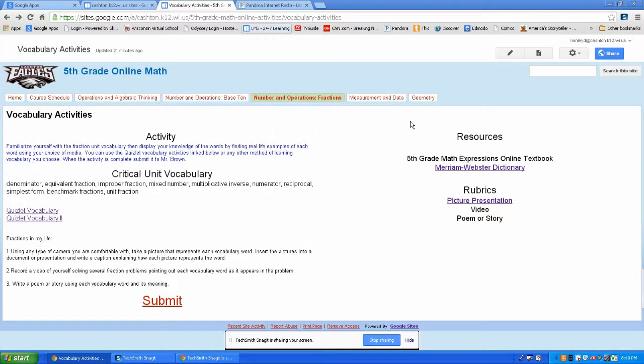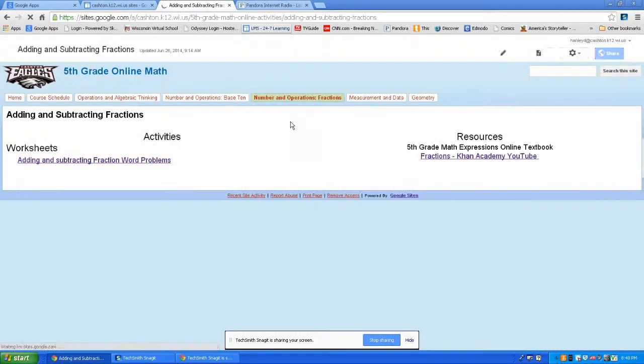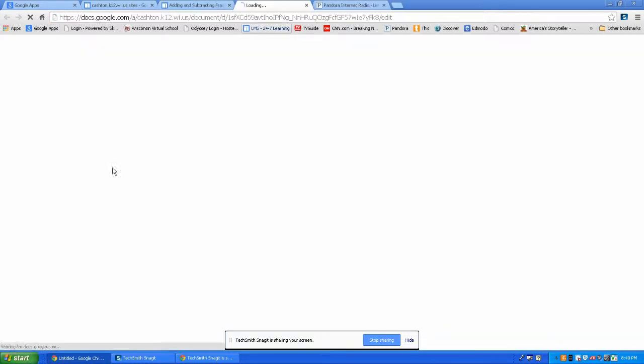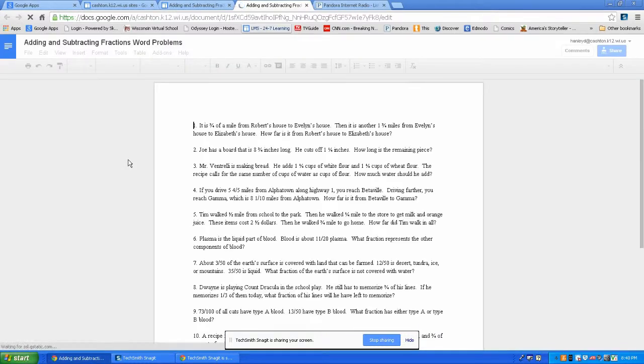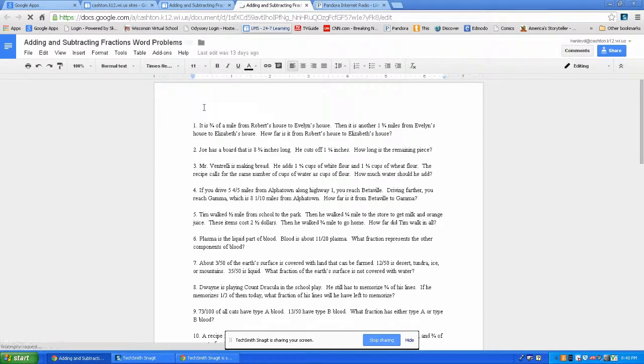When they're done with the vocabulary, there's a section on adding and subtracting fractions, and right now what I have is a link to a worksheet. So this would be some extension practice, some more difficult problems. So when Mr. Brown gets done explaining to them how to add and subtract fractions, the rest of the students may go into the book and do some of the book problems. These would be some harder word problems that they would be able to do.